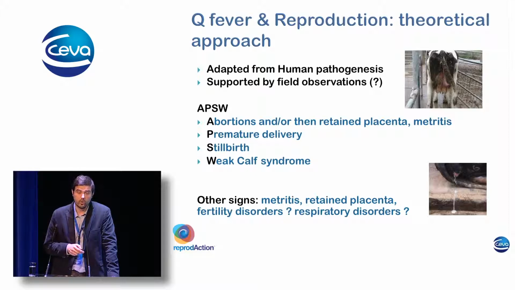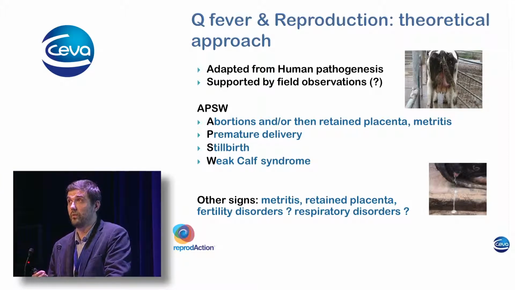And we can also suspect or collect clinical signs in ruminants associated with Q fever based on field observation. So it means that you are facing abortion or premature delivery. For example, you make a diagnosis and you consider that this is Q fever, so this is more or less a good way to approach the fact that Q fever could lead to reproductive disorders, okay?